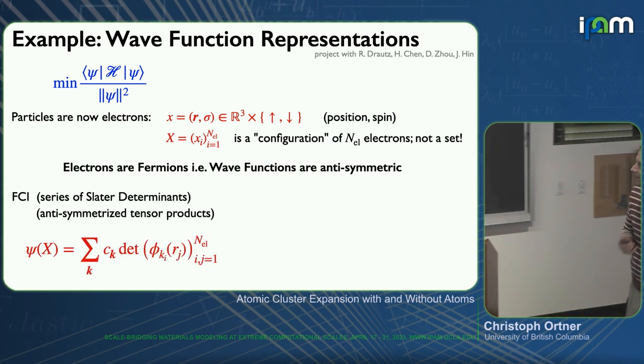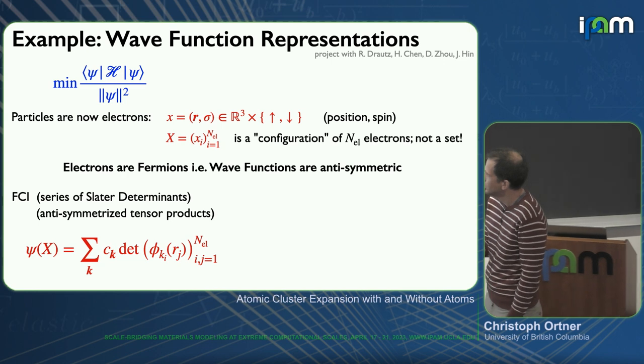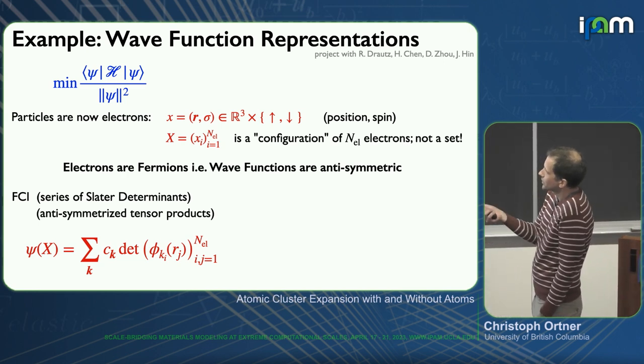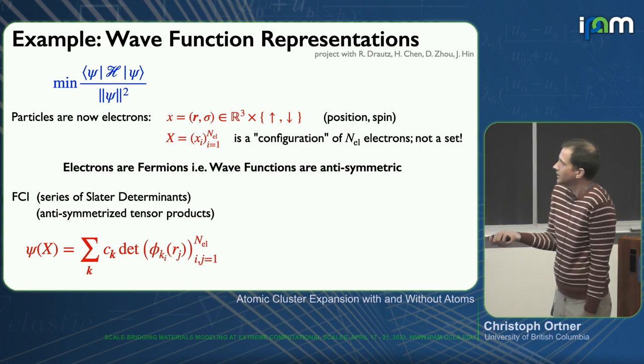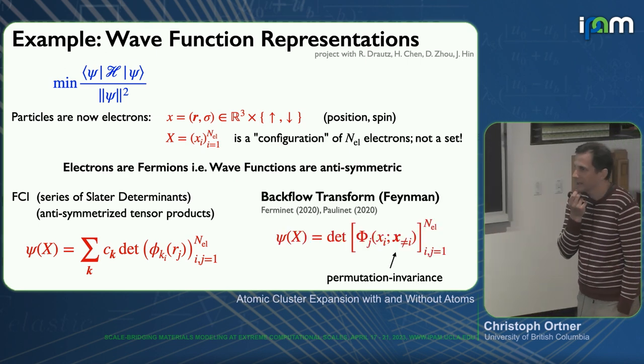You have anti-symmetry. Okay, so how do you deal with anti-symmetry? Well, people know how to deal with anti-symmetry. You take anti-symmetrized tensor products and you get Slater determinants, and you can, of course, solve that problem with Slater determinants. But nowadays, people don't do that anymore, right? People use what is called the backflow transform.